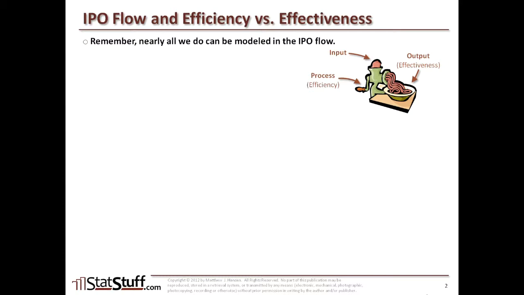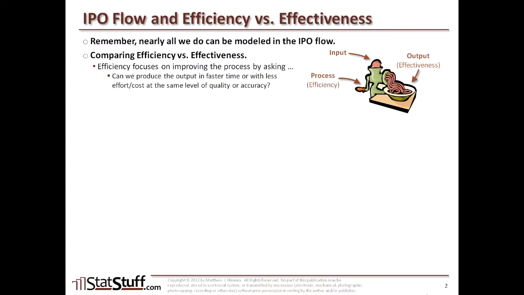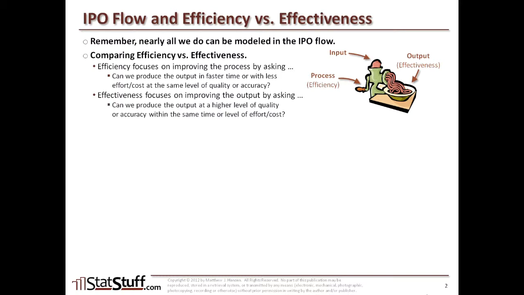As we compare again efficiency versus effectiveness based off of this IPO flow model, we said that efficiency focuses on improving the process piece of this. The question we would ask from an efficiency standpoint is, can we produce the output in a faster time or with less effort or less cost using the same level of quality or accuracy? From an effectiveness standpoint, the question we might ask would be, can we produce that output at a higher level of quality or accuracy within the same amount of time or same level of effort or cost? In other words, the same level of efficiency.